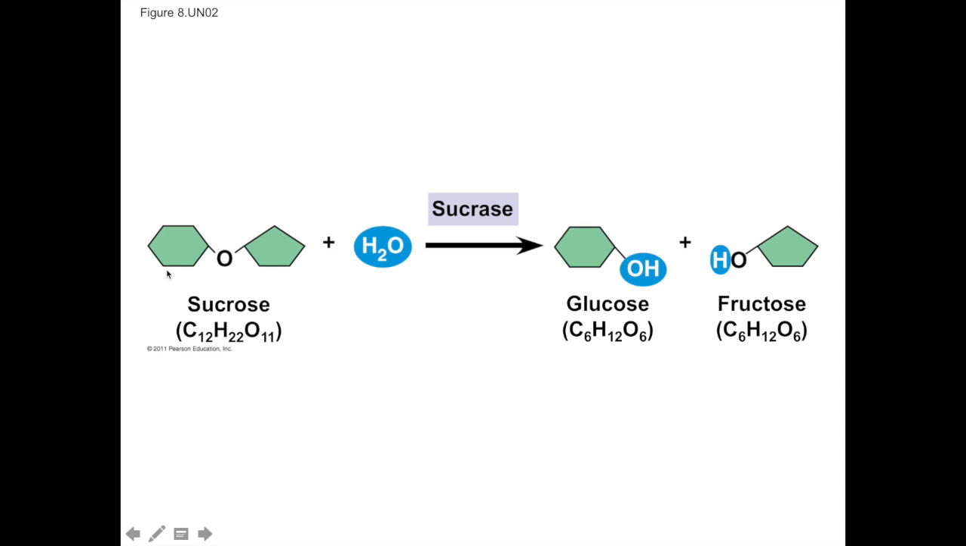So here's our dimer, our disaccharide with glucose and fructose. In the presence of water, we add the enzyme and it hydrolyzes to form glucose and fructose. So this is a spontaneous process. We could just wait for the sucrose to break down in water, but we don't have to. There's this enzyme out there that can do the job very, very quickly and very, very efficiently.